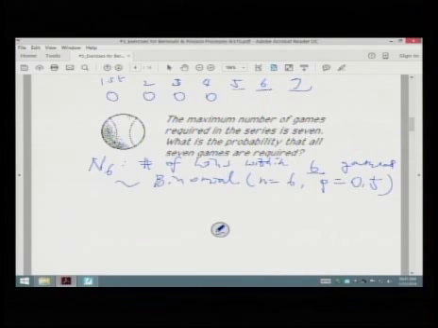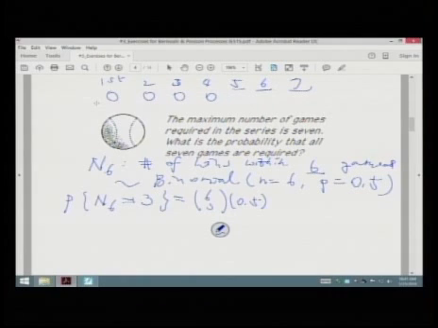Is that right? So in that case, the desired probability should be n6 is equal to 3. The total number of wins within 6 games would be equal to 3. So 6 combination 3 times 0.5 to the power 3 times 1 minus 0.5 to the power 6 minus 3. So you're going to get a certain value in the end.